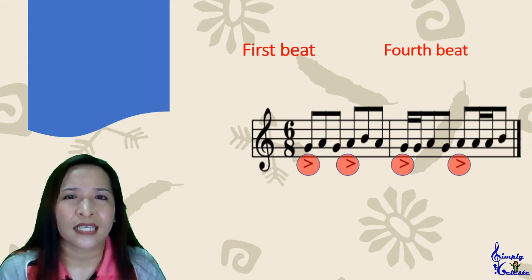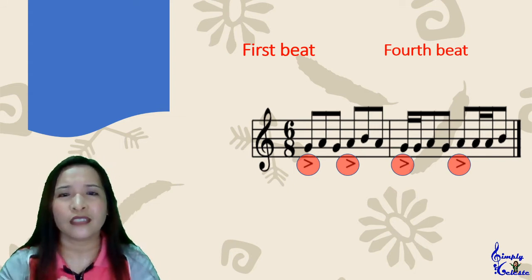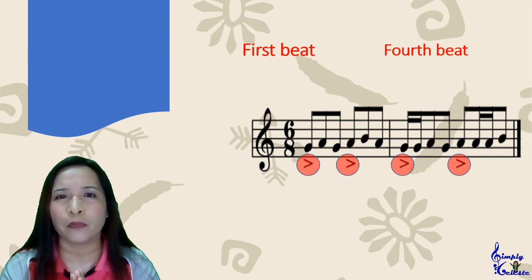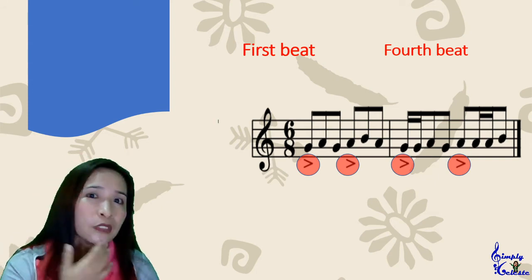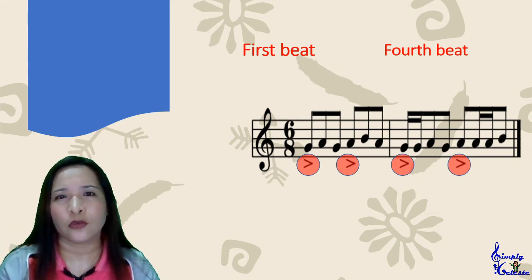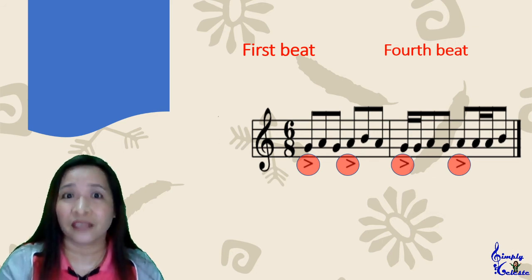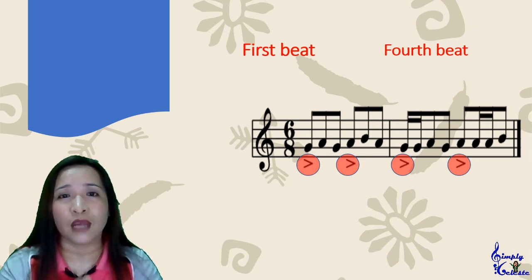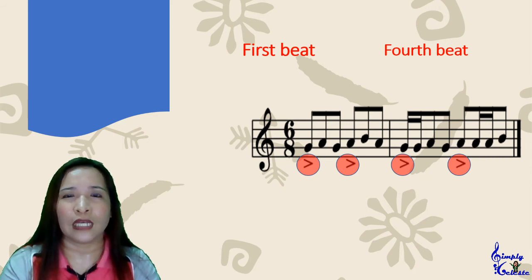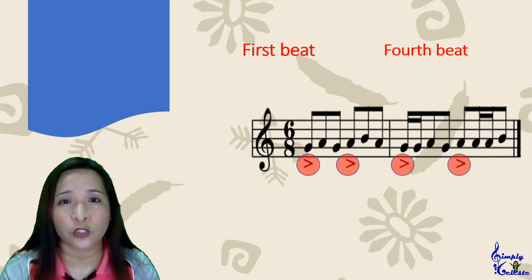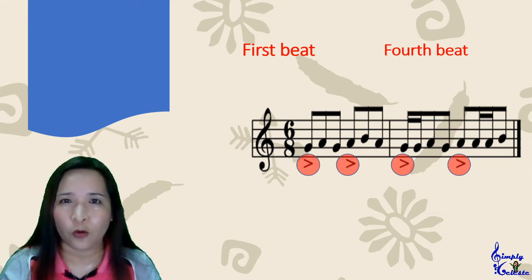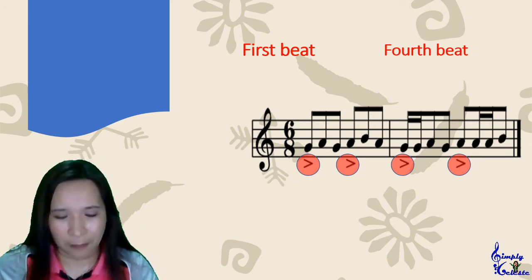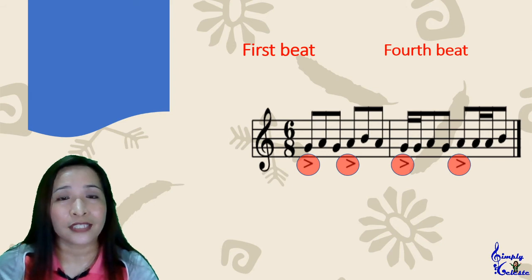You might ask, is there a difference between the 6/8 and 3/4? Because mathematically, 6/8 can be reduced into 3/4. Are they the same? This time I will show you and let you hear the difference between the 3/4 and the 6/8, because my answer is no, they are not the same. So let's have this.